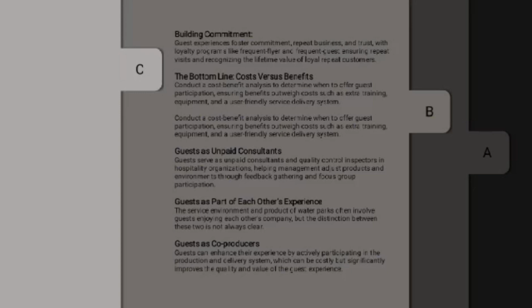Guests as part of each other's experience. The service environment and product of water parks often involve guests enjoying each other's company, but the distinction between these two is not always clear.